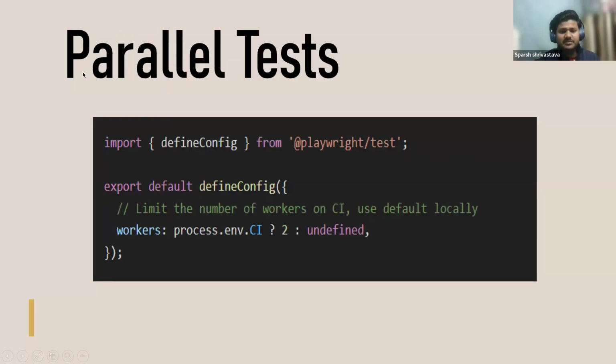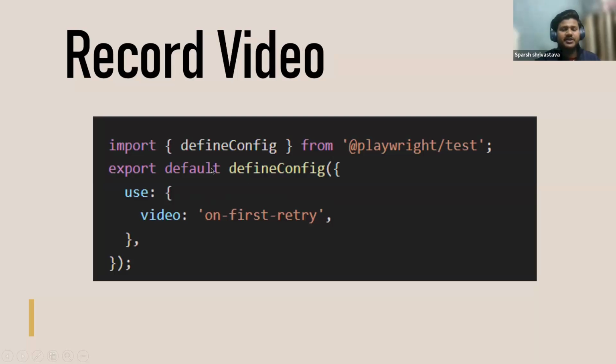If we talk about parallel tests, we can simply give the number of workers we want, and we will also see this while I introduce my demo for the Playwright tests. So you can limit the number of workers on CI as well as define it locally here. The third one is recording the video. This is a very easy statement which we can use for video recording. We can use it like video on first retry, video on failure, video every time. Right. So this is how we can continue with recording the video.